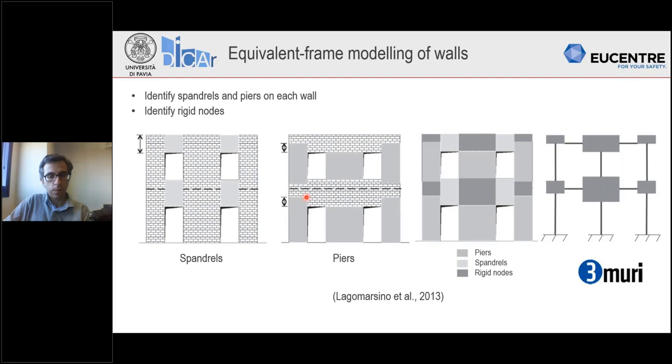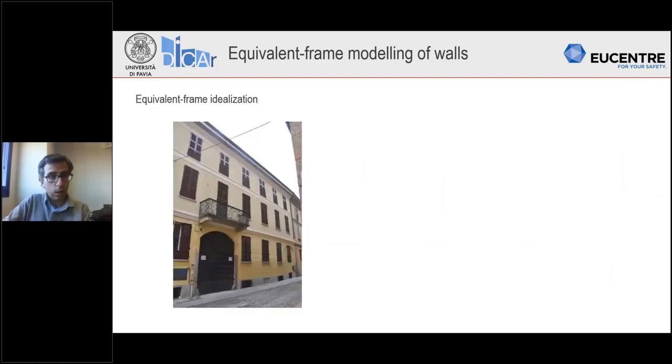You now have the problem of selecting the proper height of the pier. There are several criteria that are doing that. And finally, the remaining portions of the walls are the rigid nodes. And then you will have this equivalent frame schematization of the wall. That's the modeling strategy that, for example, is used by the software Tremuri. Now here you can see an example of equivalent frame idealization with reference to a real building.